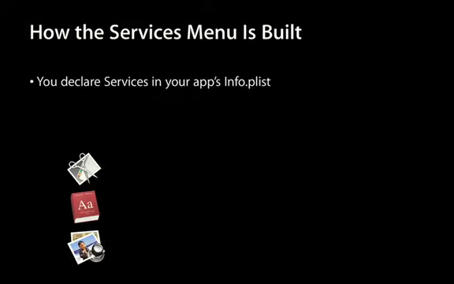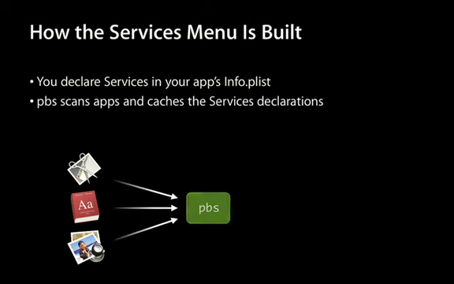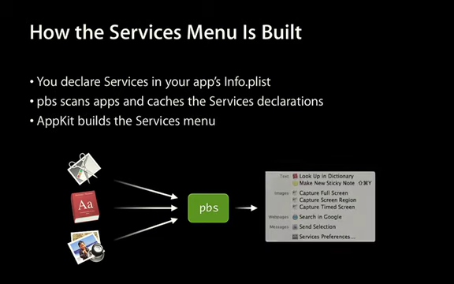Well, you declare your services in the app's info plist. So here's an example of applications that provide a service. A tool called PBS will scan and cache the service declarations. PBS existed in Leopard, but it was totally private. In Snow Leopard, there are some developer features for PBS that I'll be showing you later. And at runtime, AppKit will read the data cached by PBS and use that to construct the services menu.